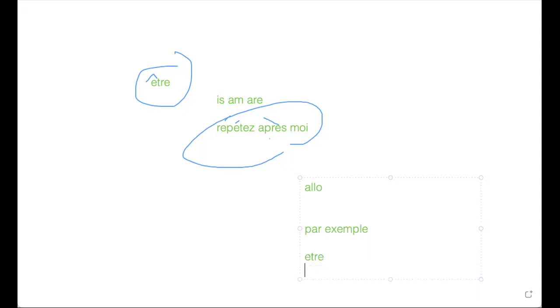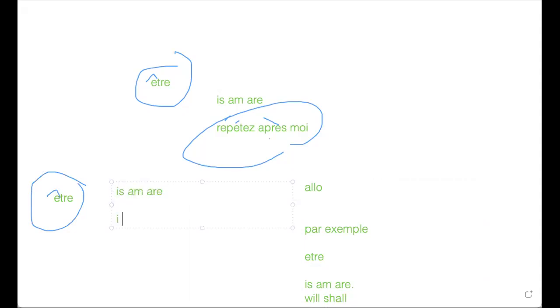We have a verb être. Être belongs to my is, am, are pattern. And today we will learn the is-am-are pattern in French. Is it clear to you, my teammates? Yes. Être belongs to my is, am, are pattern. Répétez après moi. Être. Être is what?